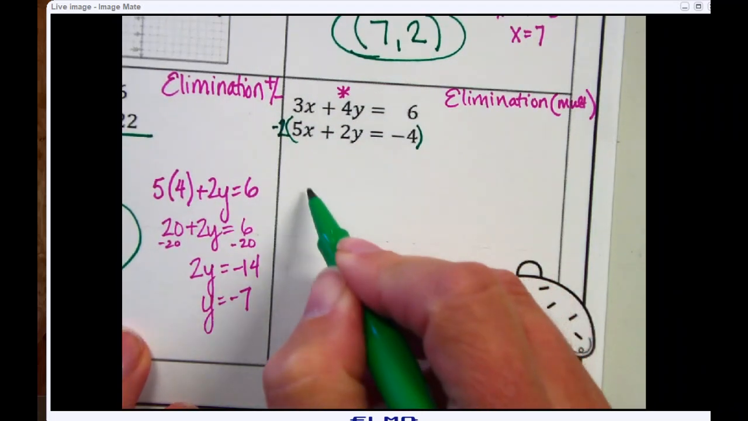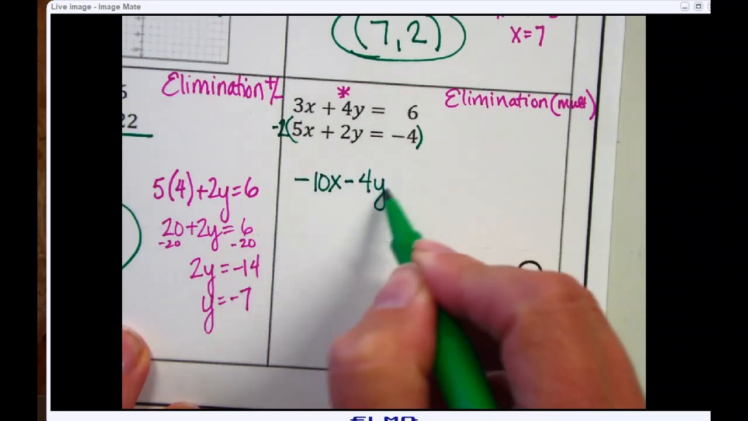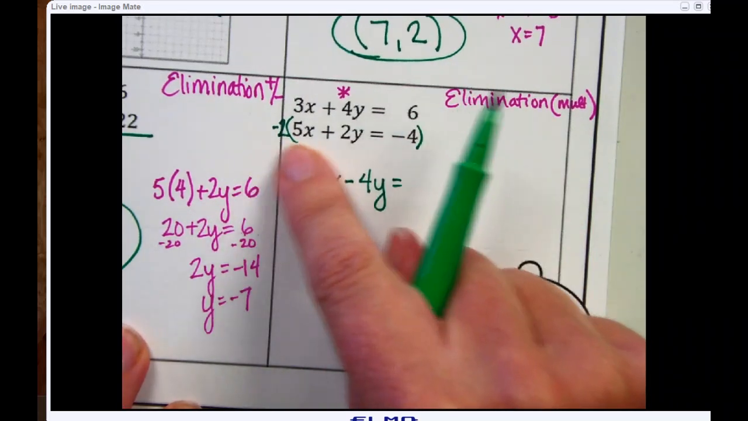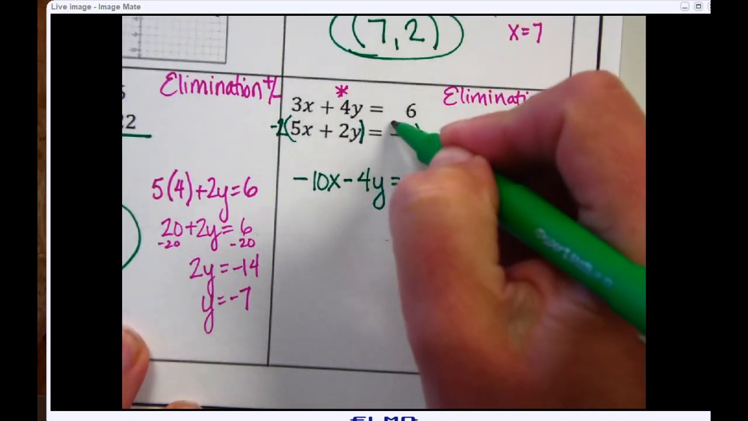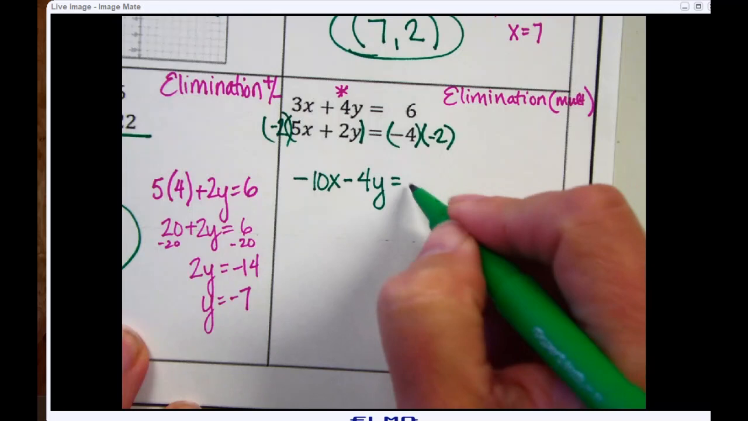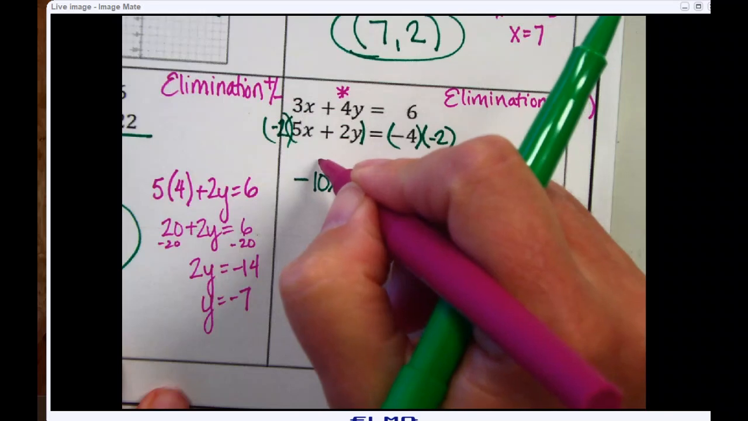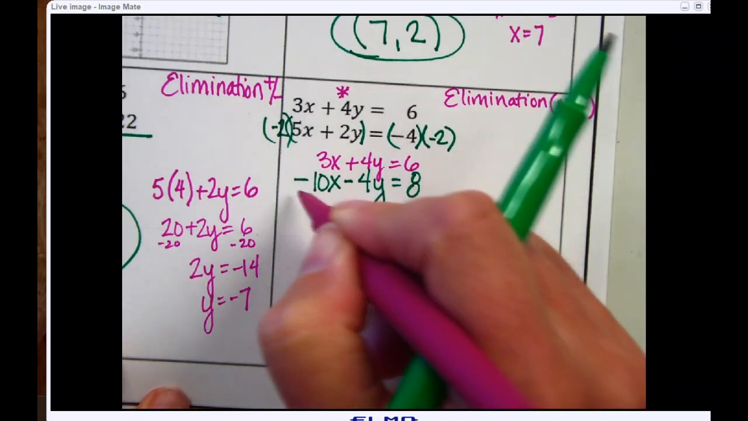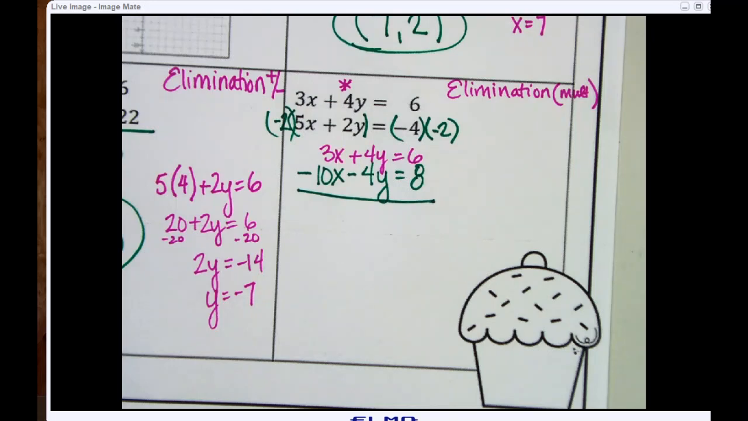So I would have, let's see, -10x minus 4y, and all the way across. Sometimes it's really easy to forget that we've also got to times that constant. In fact, I could write it like this. Multiply both sides by -2. So that equals 8. Now, for my sanity, I am going to rewrite this equation right on top of it, because when I'm working with elimination, I like to have them stacked together.